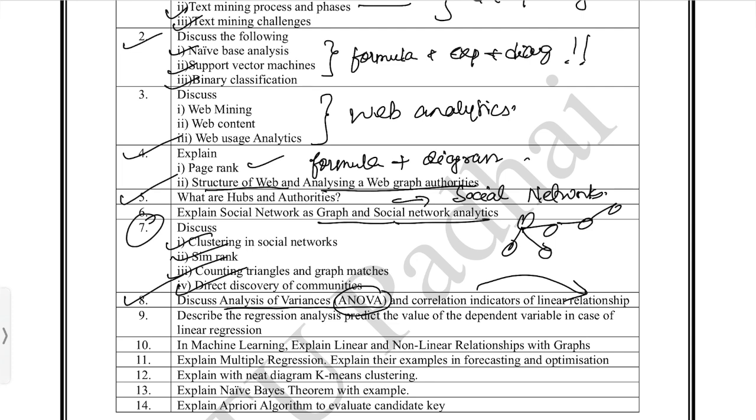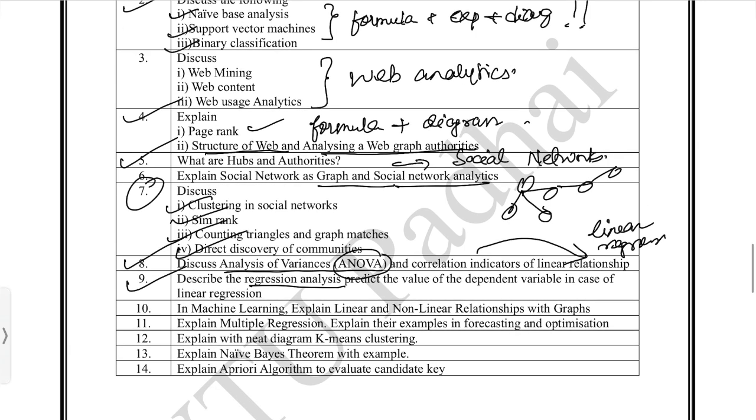Correlation indicators of linear relationship is nothing but your linear regression. Next is explain the regression analysis in detail. Next you have linear and non-linear relationships, with graphs you have to mention. Next is multiple regression. What is multiple regression? How is it helpful in forecasting and optimization?